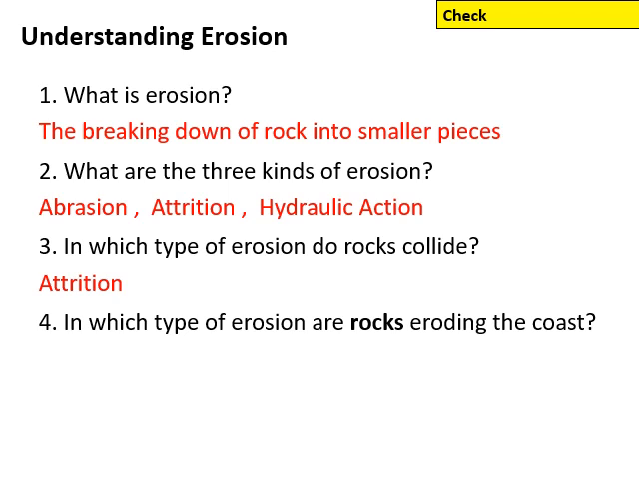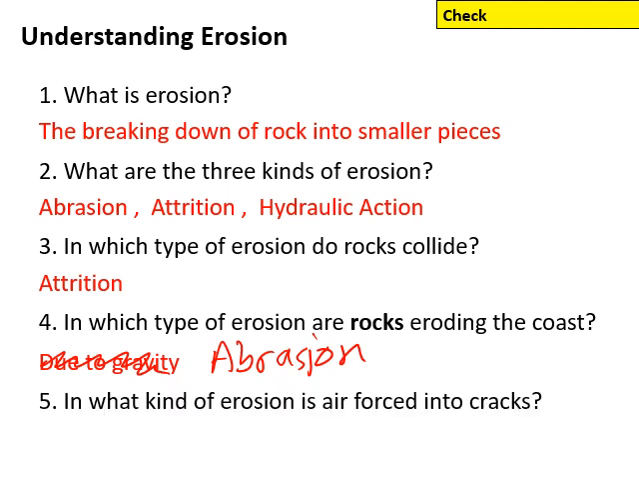Which type of erosion are rocks eroding the coastline? So where rocks are rubbing against, hitting or colliding with the cliff. That answer should be, I've got a wrong answer there, that should be abrasion. You're probably confused when that popped up there. Abrasion is the answer when the rocks are eroding the cliff.